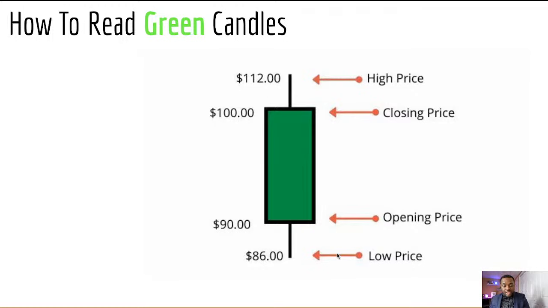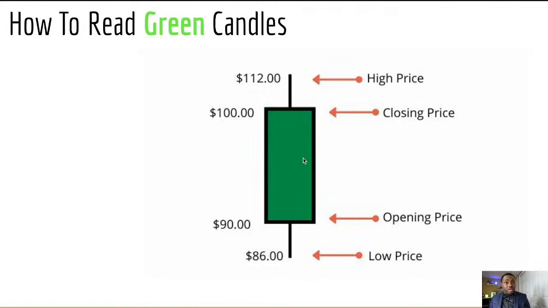We know during the day, the lowest it got was this wick, it's called. And this wick shows us that it went all the way down to $86. And then this top wick up here shows us how high it got in our time frame, which is a day, and it got to 112. So the whole story is read like this.